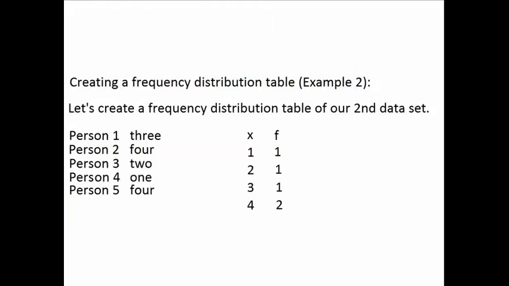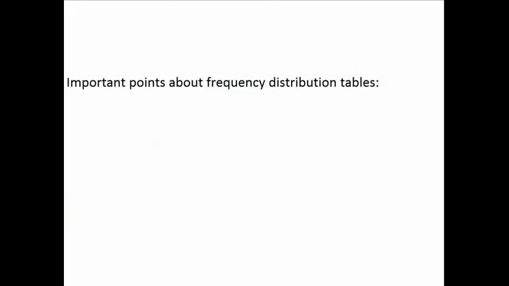This is our second frequency distribution table. It just shows each value that appeared in the X column, and the F column just shows how many times each value appeared. Now let's go over a few important points about frequency distribution tables.